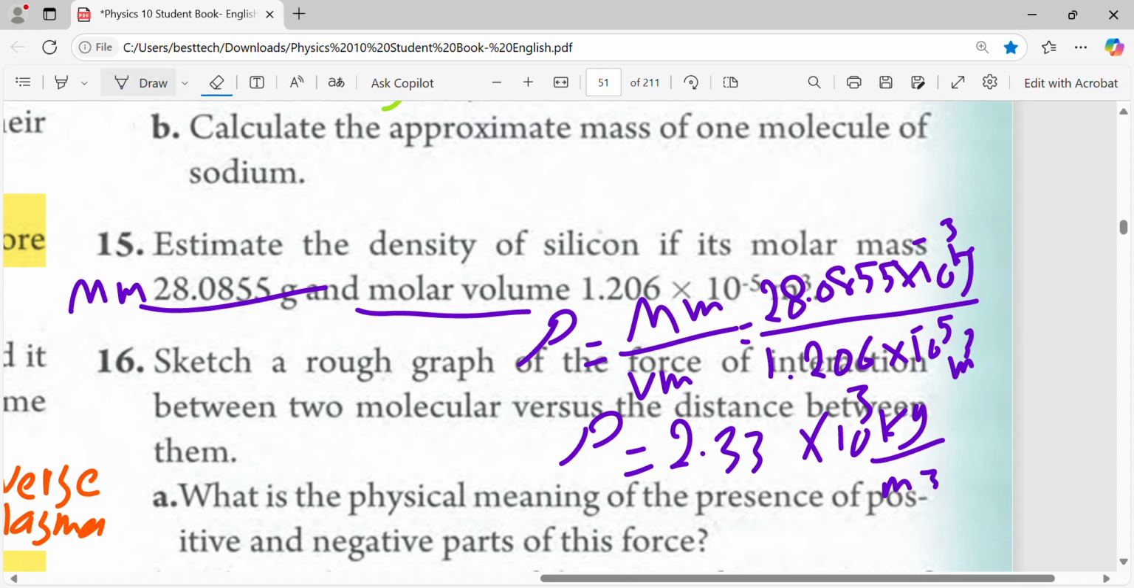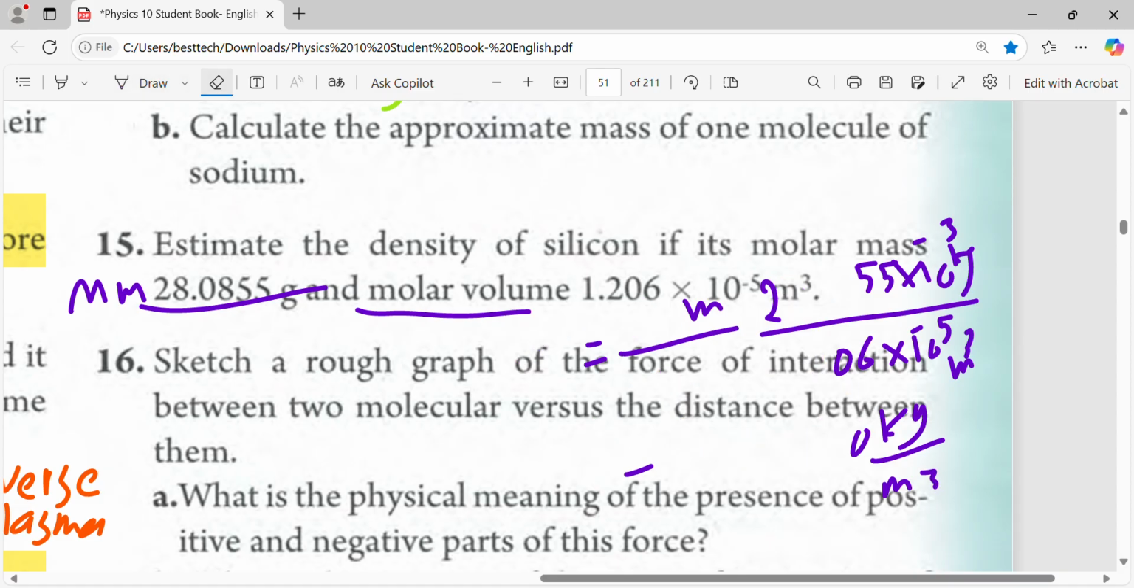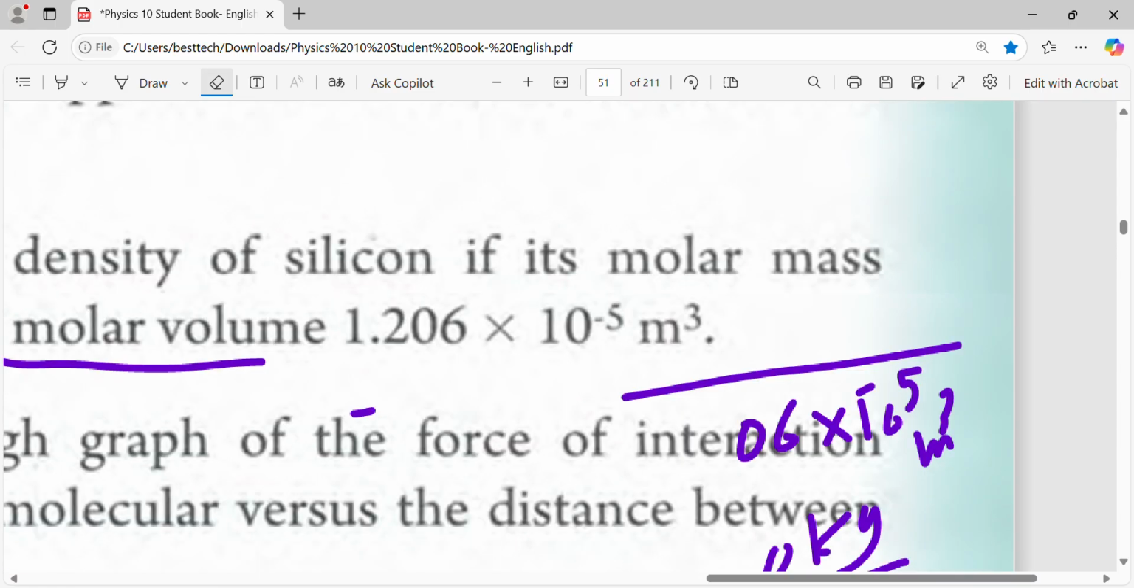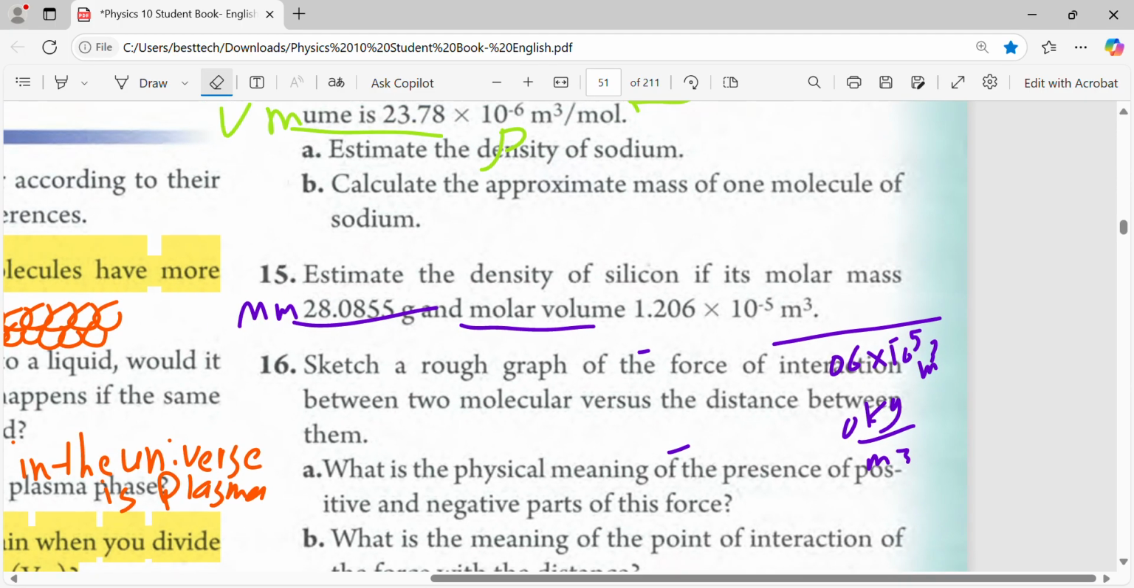So that is the answer to question 15. You can just apply the rule. There's not even a new idea. Okay, so we already finished question 15.